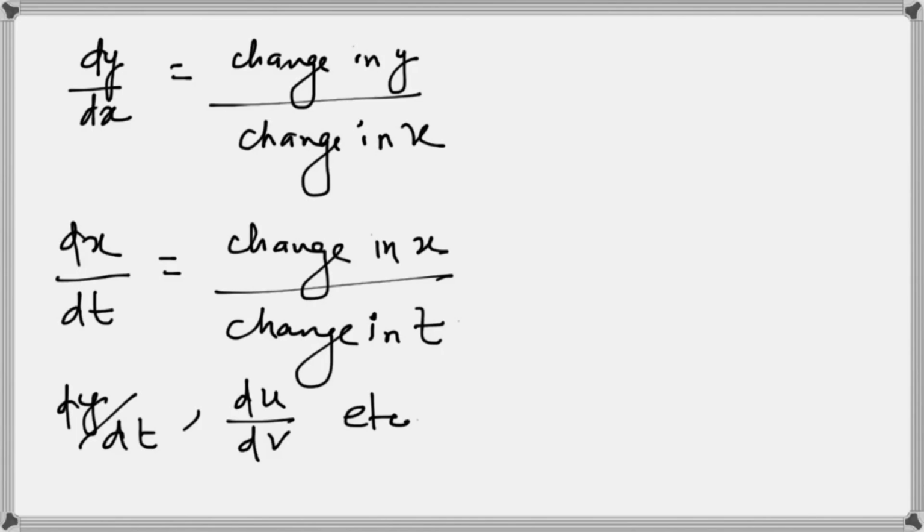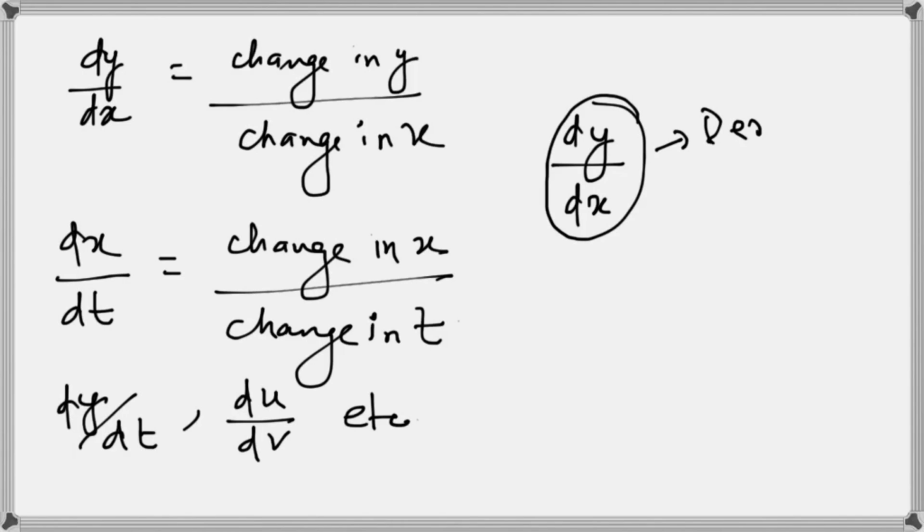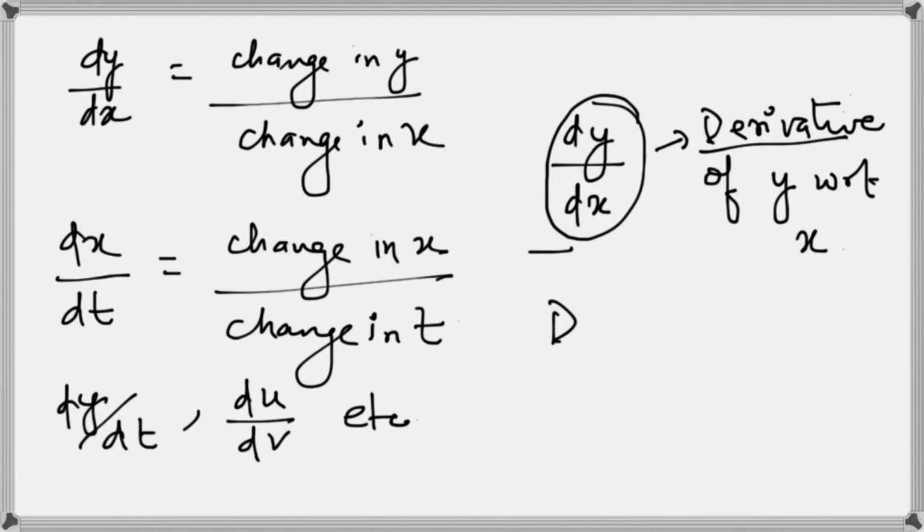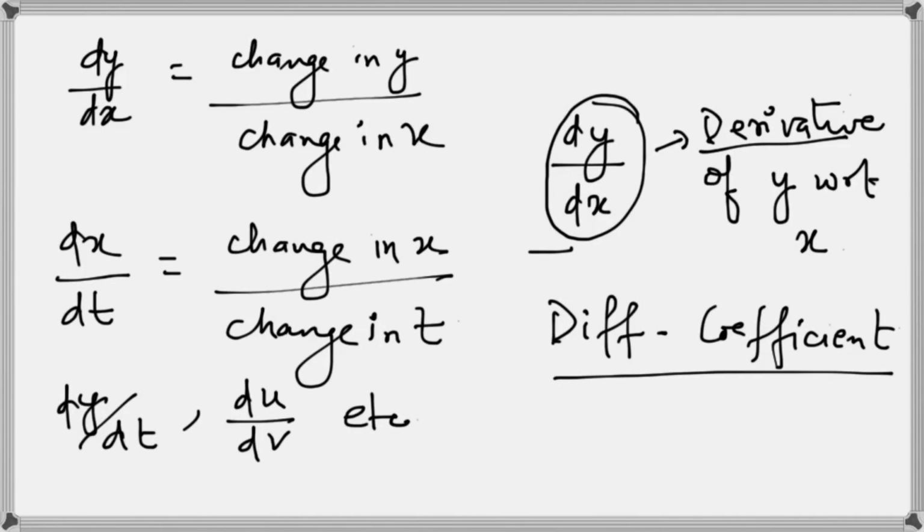Now here is the important part. The process of finding this ratio is called differentiation, and this value is known as the derivative of the numerator with respect to denominator. Here it is derivative of y with respect to x. So the process is known as differentiation and the value is known as derivative, or some people call it differential coefficient. So I hope that the next time you see dy by dx or dx by dt, you will understand what that actually means. In the next video, we are going to take a look at how to actually calculate this value.